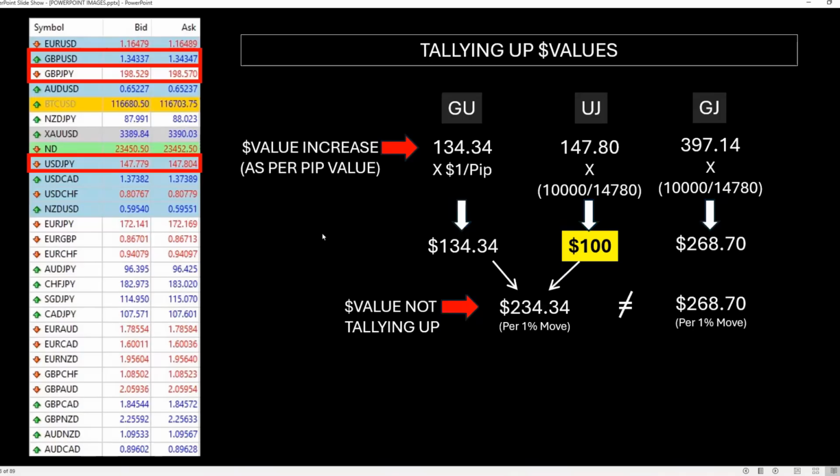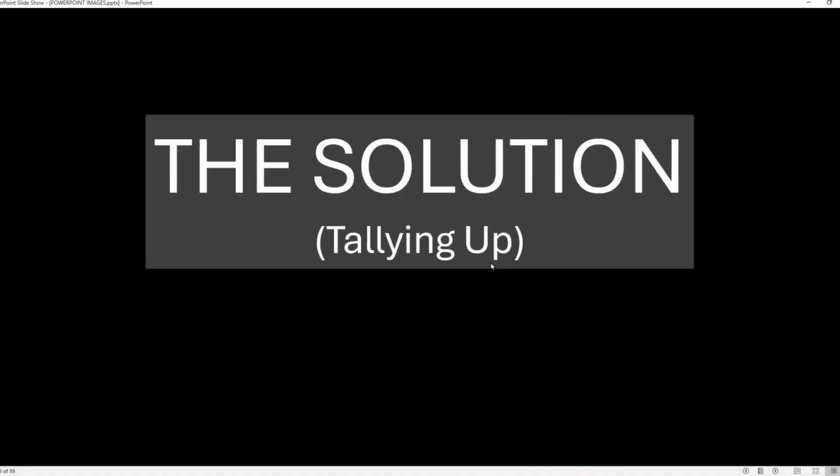We've seen all this already. I'm just repeating what has been stated on an earlier slide. We know all this. The dollar values do not tally up per every 1% move. We know that. The question is, how do we make it tally up? What is the solution? How do we do it? Well, this is the answer.